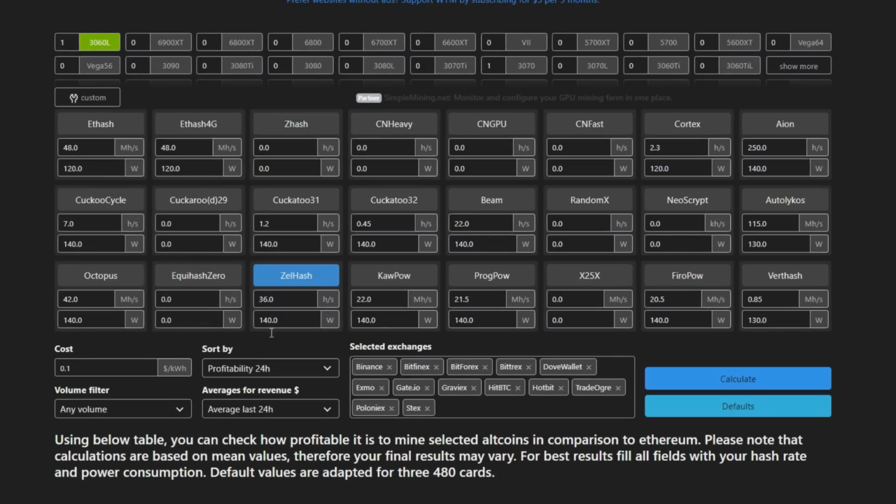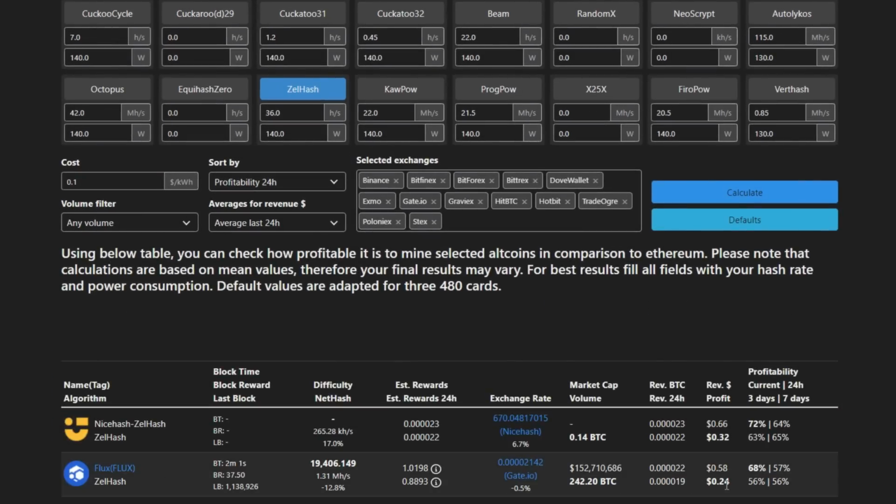Now we can see the 3060 based on what to mine. These numbers aren't 100% accurate. You're going to have slight variance differences, and it also depends on your overclock settings, but it's telling us 36 sols. It's saying hashes, but this is sols, for 140 watts. If we calculate that, we can see FLUX is making us 58 cents before power and 24 cents after power.